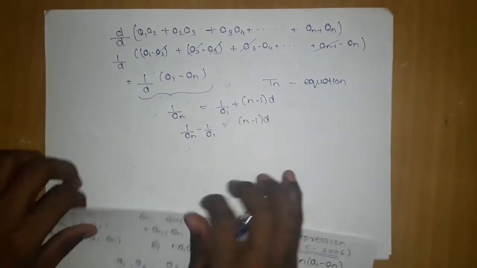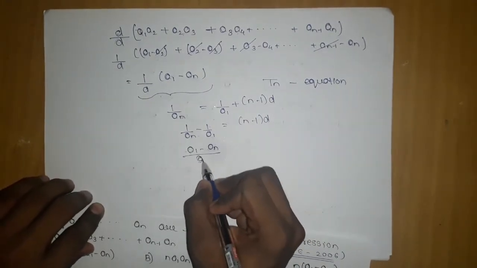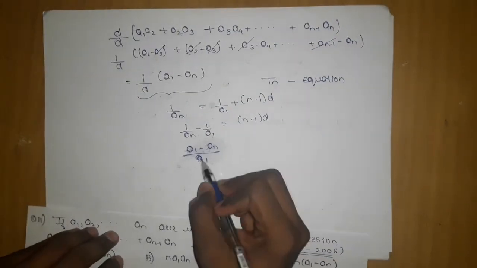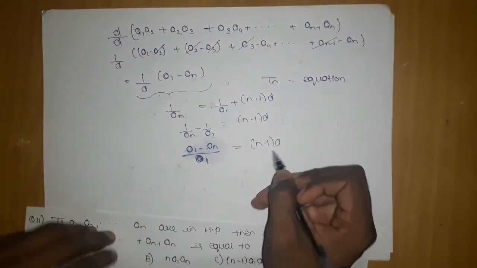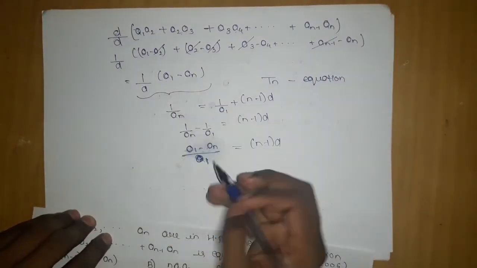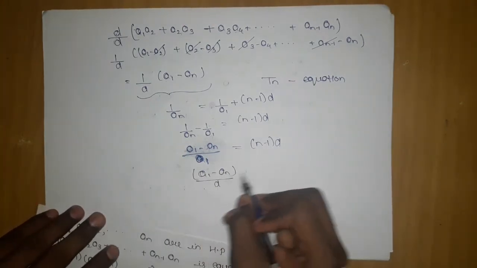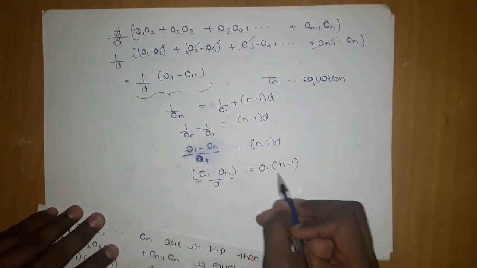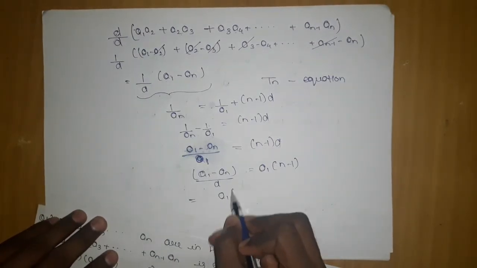So if I cross multiply, what I can see is a1 minus an upon a1 an should be equal to n minus 1 into d. But what I want is a1 minus an upon d value. So a1 minus an upon d, I will keep the d here, and this will be a1 an into n minus 1. So this value is equal to this, so I can substitute instead of this value. So it will be a1 an into n minus 1.